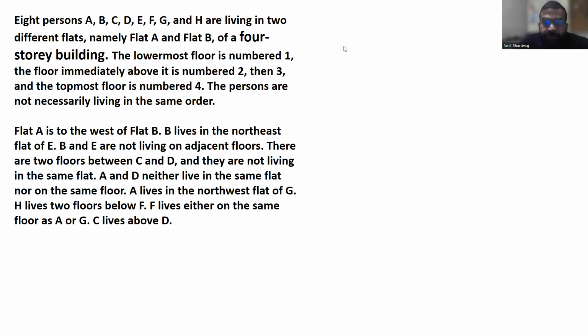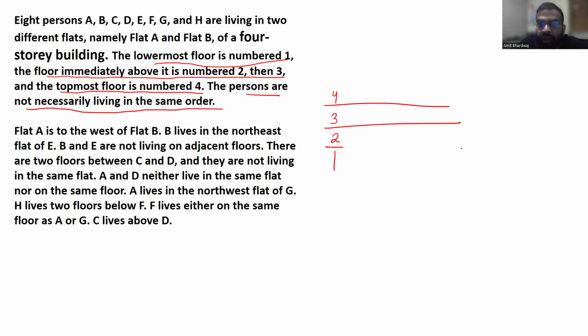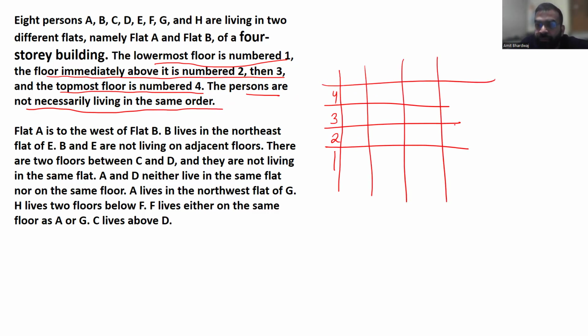The situation is, listen very carefully, that eight persons are living in two different flats, namely flat A and flat B, in a four-story building. The lowermost floor is numbered 1, and the floor immediately above it is numbered 2, and then 3, and the topmost floor is numbered 4, and the persons are not necessarily living in the same order. So this is fixed: 1, 2, 3, 4, there are four floors. Now we will arrange accordingly.